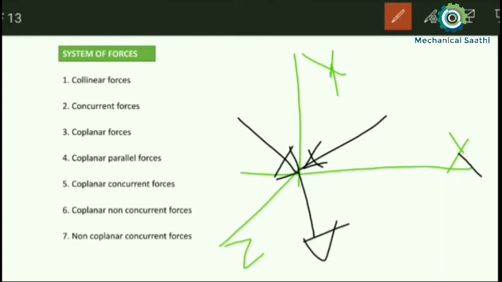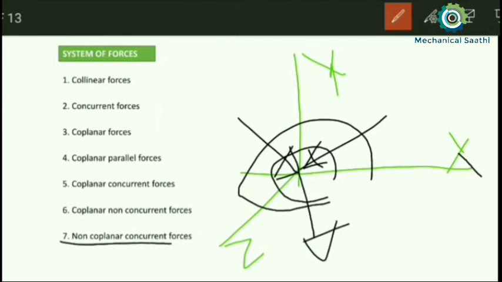Okay, so this is the x. So there are three forces which are concurrent. That means they are meeting at a single point, but we cannot say that they are coplanar. That means they are not lying in a single plane. So this is the example of non-coplanar and concurrent forces.